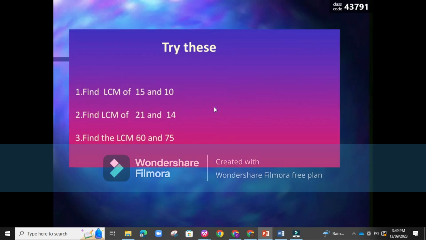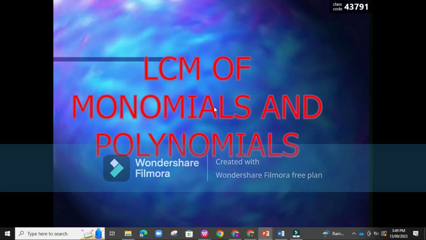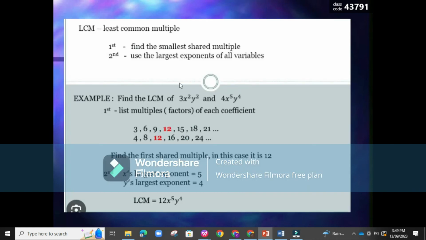Now, since you know already how to get the LCM or LCD, how about if we're dealing with monomials and polynomials? Now, to look for the LCM of monomials and polynomials, it's just the same. Again, the LCM is least common multiple. So, for example, find the LCM of 3x squared y squared and 4x to the power of 5 y to the power of 4. The first step is to list multiples of each coefficient.